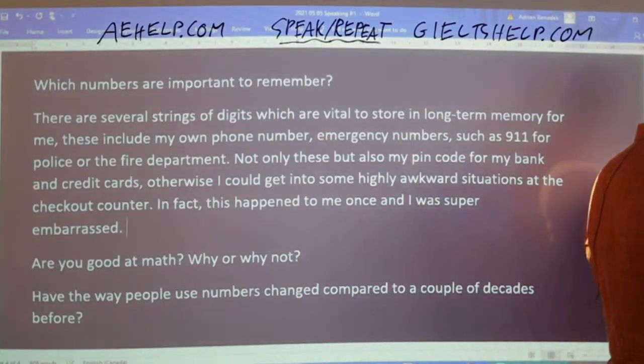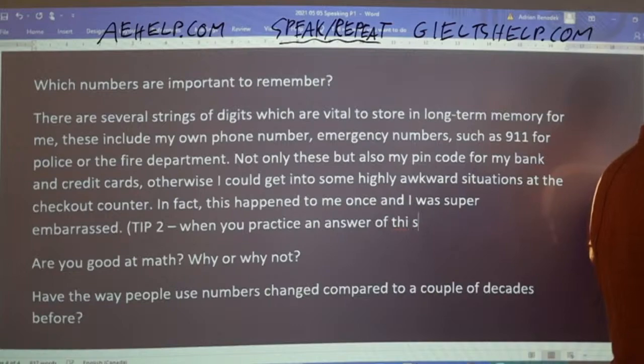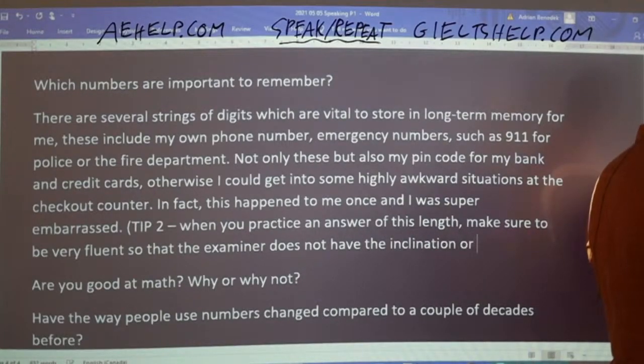So when you practice, this is a tip here. Okay, so tip 2. When you practice an answer of this length, make sure to be very fluent so that the examiner does not have the inclination or time to interrupt you.